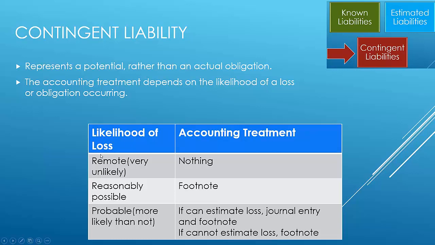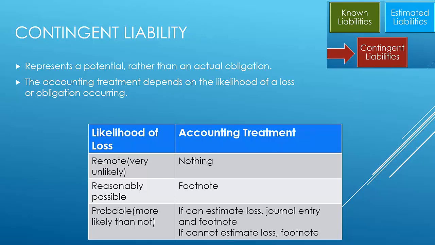So if the likelihood of the loss is remote, it's very unlikely, meaning that, okay, someone's filed a lawsuit against us, but maybe it's frivolous, okay? And so the chances of them winning is pretty remote. So in this case, what do we do? Well, we do nothing, okay?